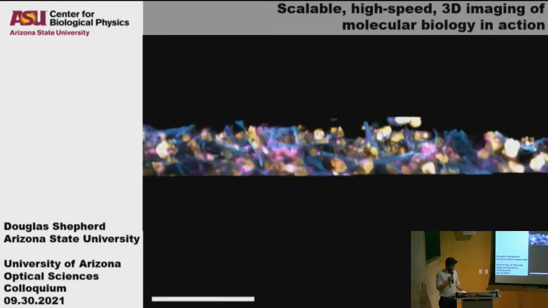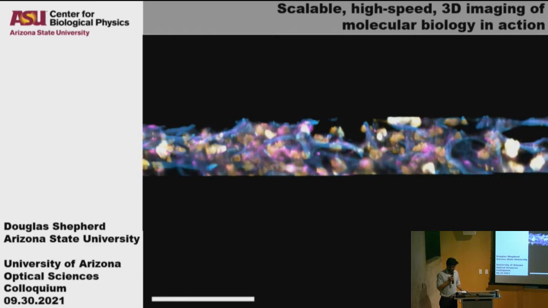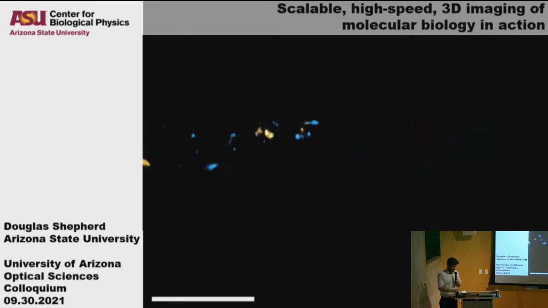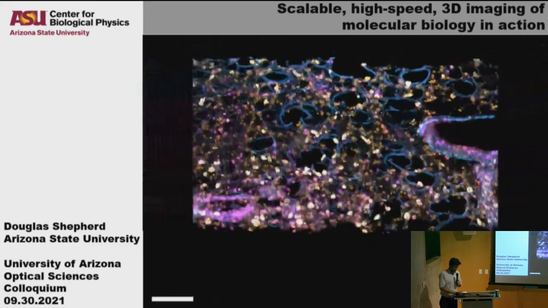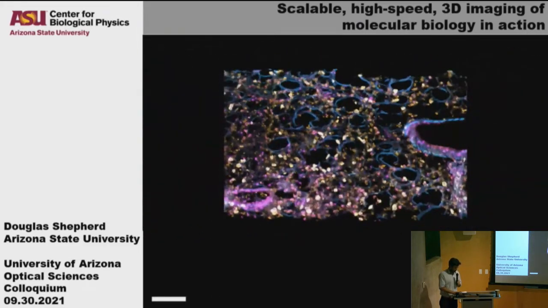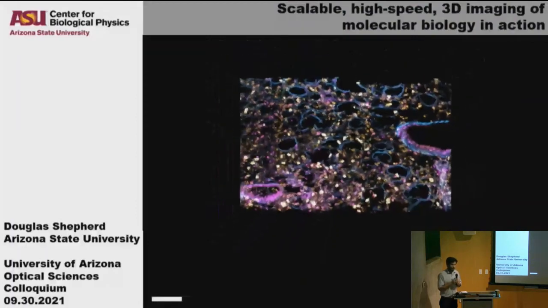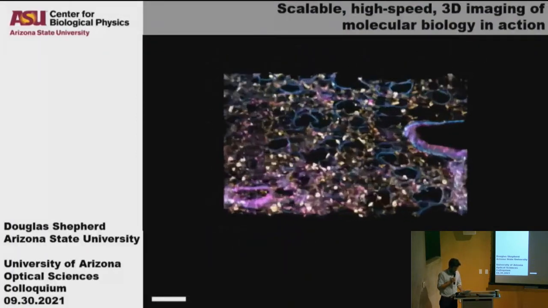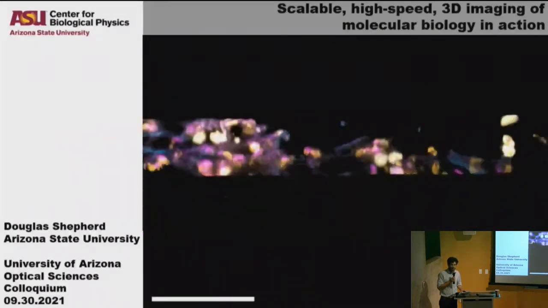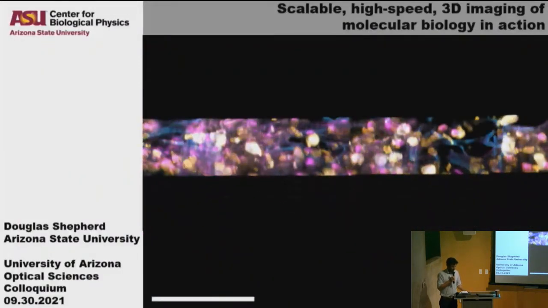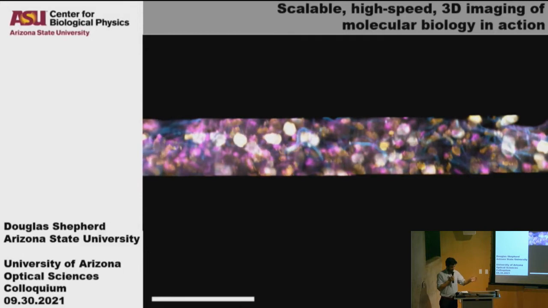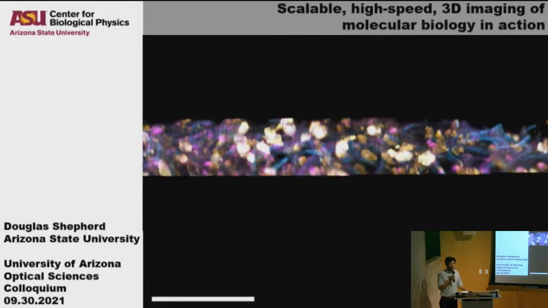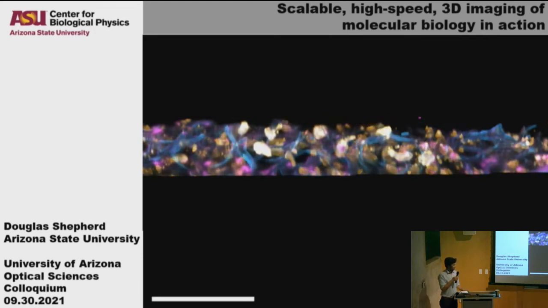However, today we're going to learn about Doug's current work in optical microscopy. The focus of the QI2 lab is to develop quantitative imaging and statistical inference tools for building a quantitative understanding of how cells organize into tissues and organs. So today he's going to talk about scalable, high-speed 3D imaging of molecular biology in action. So thank you very much, Doug.